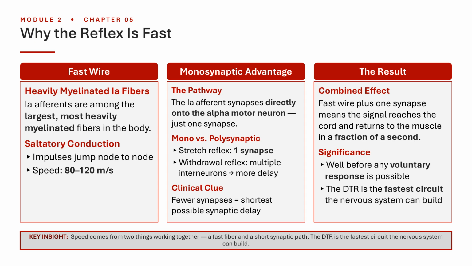Combined effect: a fast wire plus the shortest possible synaptic path produces a signal that goes to the cord and returns to the muscle in a fraction of a second, far faster than any voluntary response can be initiated. This speed serves the protective function of the reflex. If you need to prevent a muscle from being overstretched, you cannot wait for a voluntary response. You need an automatic, high-speed circuit. That is exactly what the DTR is.